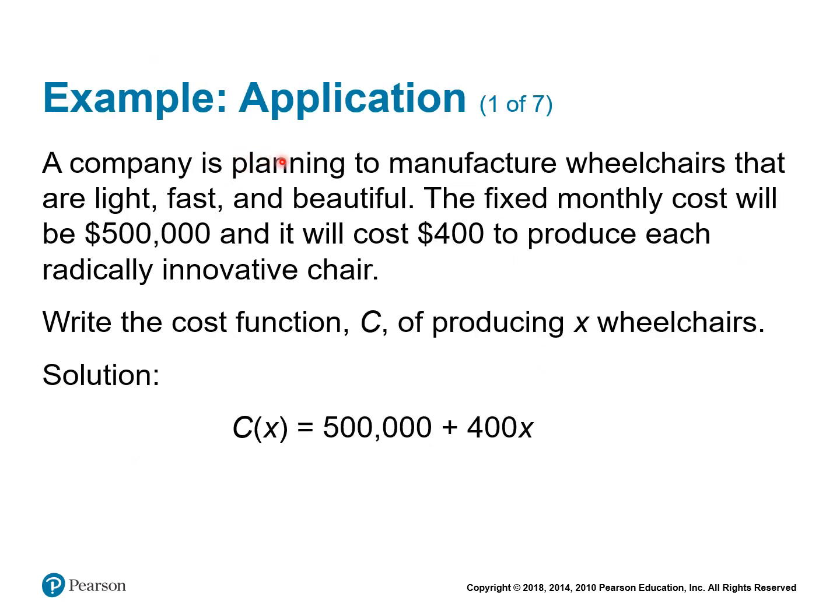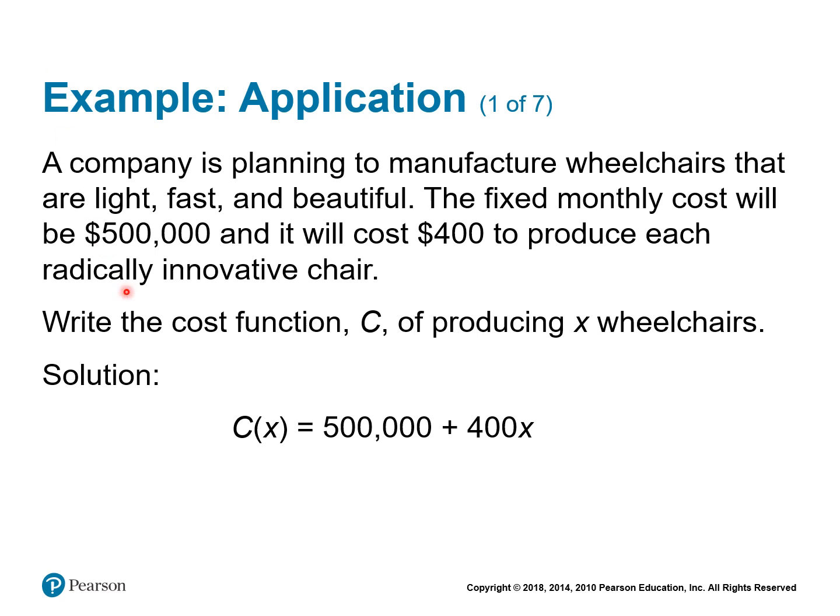Now we'll go into a word problem, an application problem on rational functions. So let's read through this word problem first and see what they are asking us for. A company is planning to manufacture wheelchairs that are light, fast, and beautiful. The fixed monthly cost will be $500,000 and it will cost $400 to produce each radically innovative chair. Write the cost function C of producing x wheelchairs. So x represents the number of wheelchairs, any number of wheelchairs.